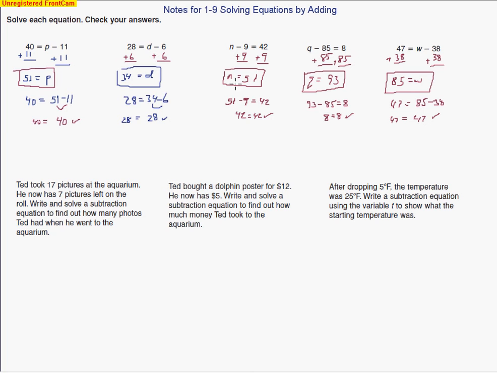Well, from there we're dealing with some word problems. So all we have to do is be able to write one of these subtraction equations. So let's take a look at our first one. Ted took 17 pictures at the aquarium. He now has 7 pictures left on the roll. We're going to try to write and solve a subtraction equation.